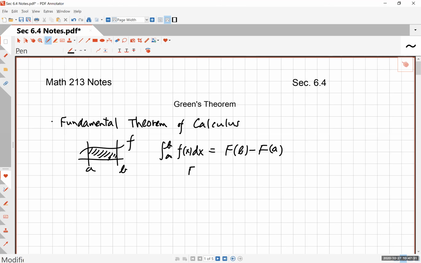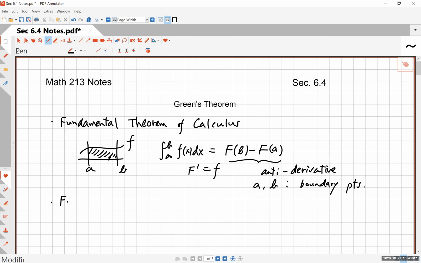Where F prime is the lowercase f. So the capital F is called the antiderivative. So let's go ahead and write this: antiderivative. And I want you to also remember that a and b are the two points that are called the boundary points. In fact, every closed and bounded interval has only two boundary points, and so they are called a and b here.